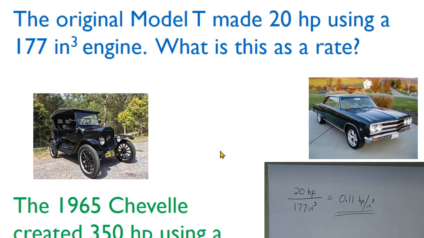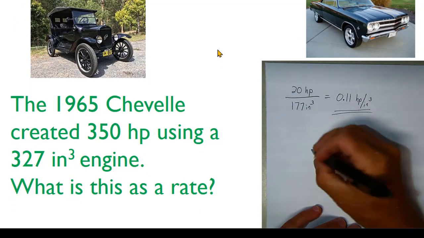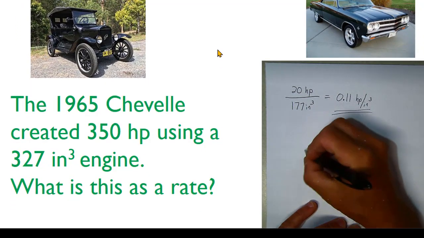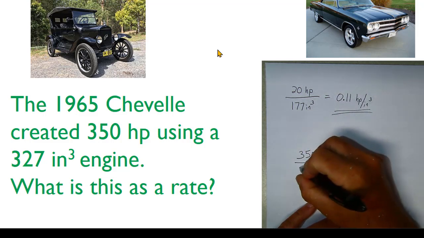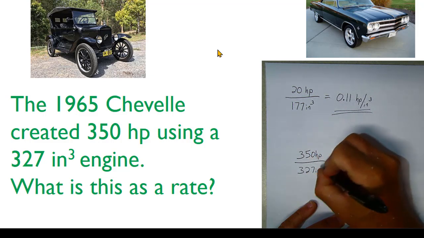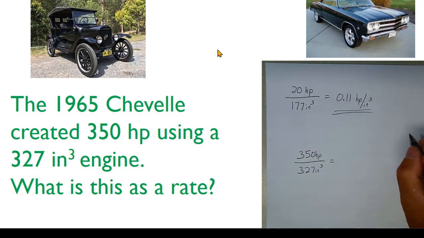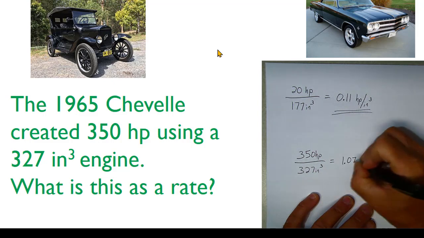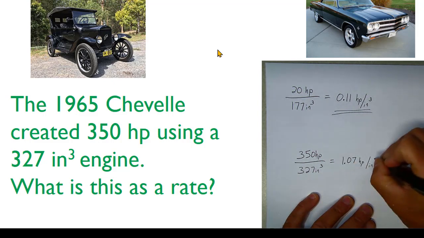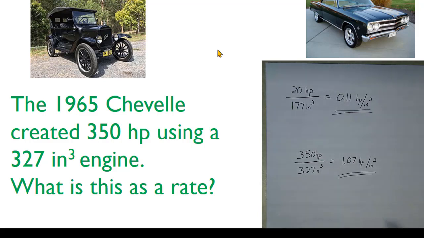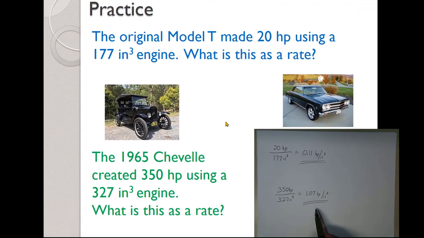Now, of course, with engine technology, that got better and better. And the 1965 Chevelle created 350 horsepower, and it did that using 327 cubic inches. So if we turn that into a rate, you end up with about 1.07 horsepower per cubic inch. And in fact, with turbochargers and multiple valves per cylinder, this number can go up over 2 or 3 horsepower per cubic inch for some really high performance engines.